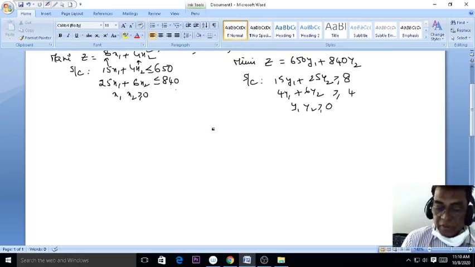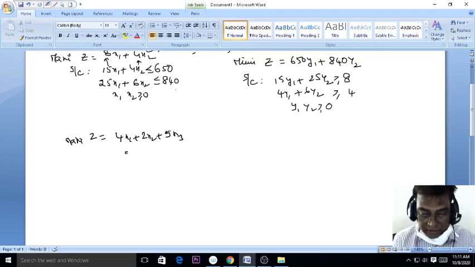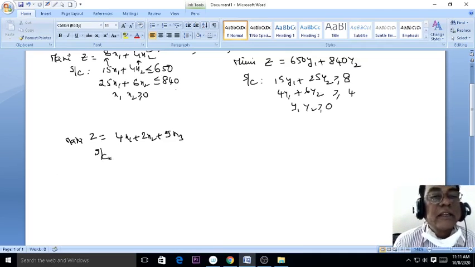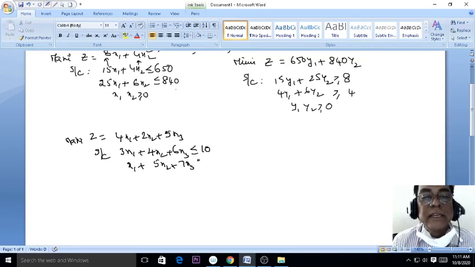Suppose another example: maximize z equal to 4x1 plus 2x2 plus 5x3, subject to the constraints 3x1 plus 4x2 plus 6x3 less than or equal to 10, x1 plus 5x2 plus 7x3 less than or equal to 12, 2x1 plus 6x2 plus 2x3 less than or equal to 13, and x1, x2, x3 greater than or equal to 0.